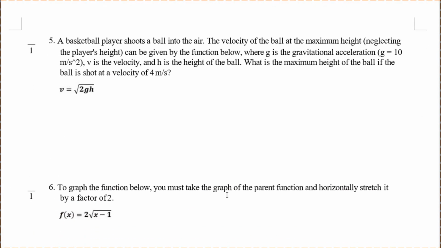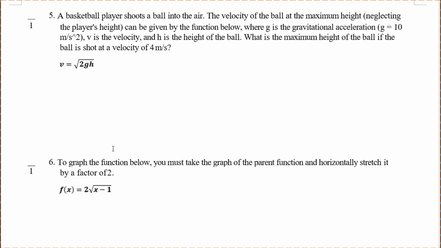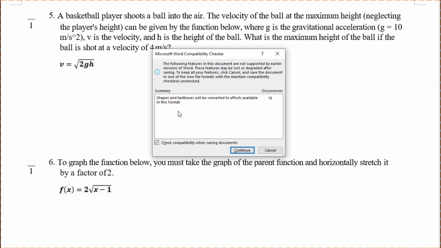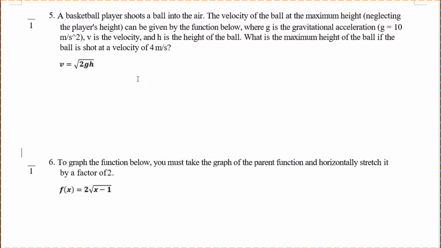All right, next one. So number 5. A basketball player shoots a ball into the air. The velocity of the ball at the maximum height, neglecting the player's height, can be given by the function below, where g is the gravitational acceleration, which is 10 meters per second squared.